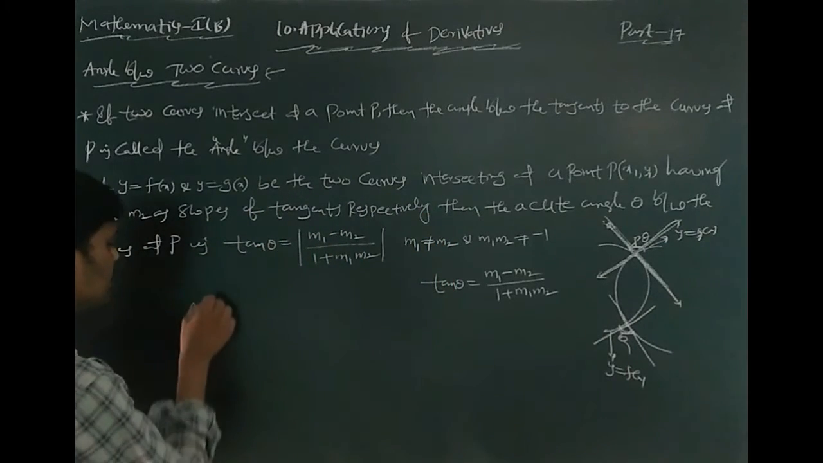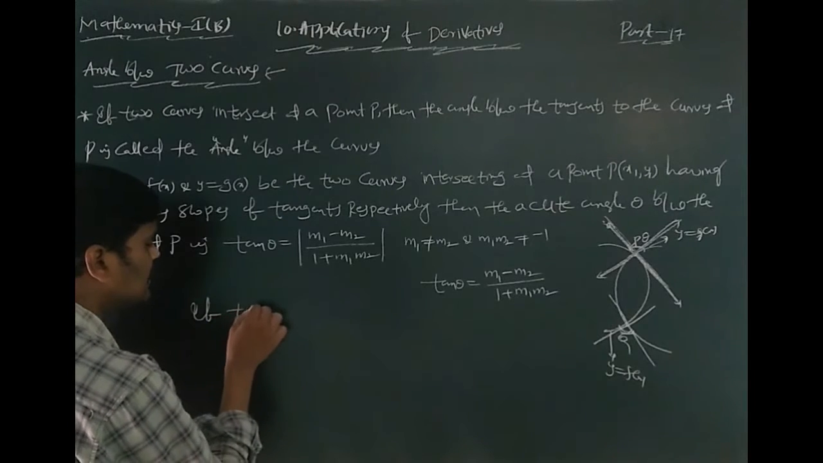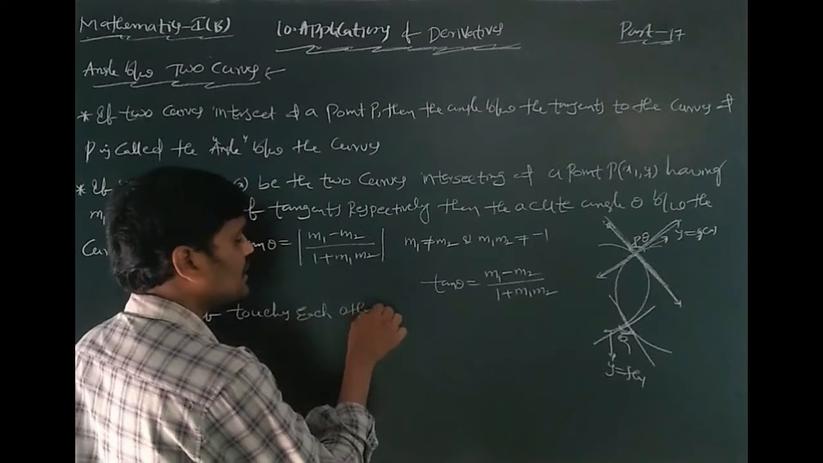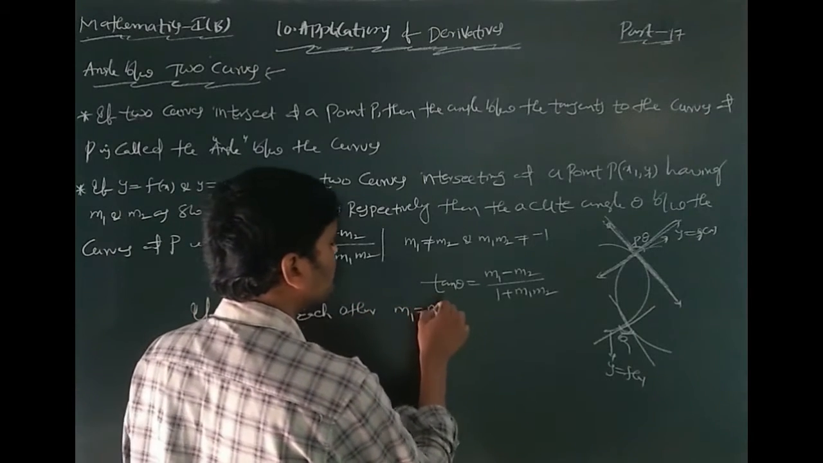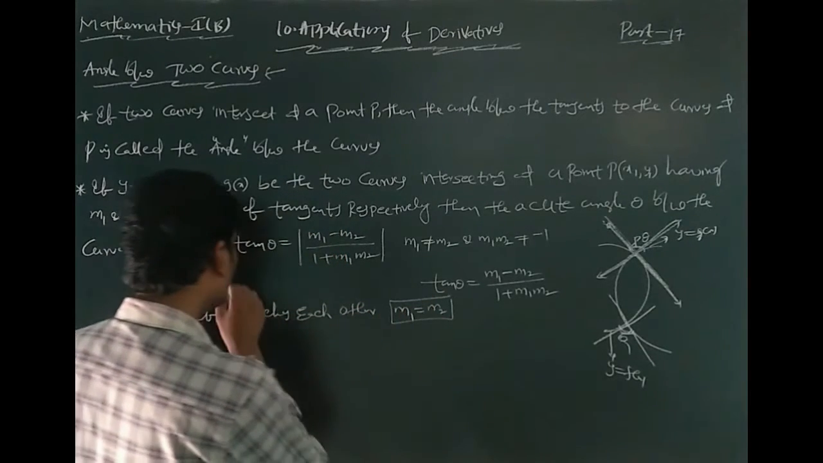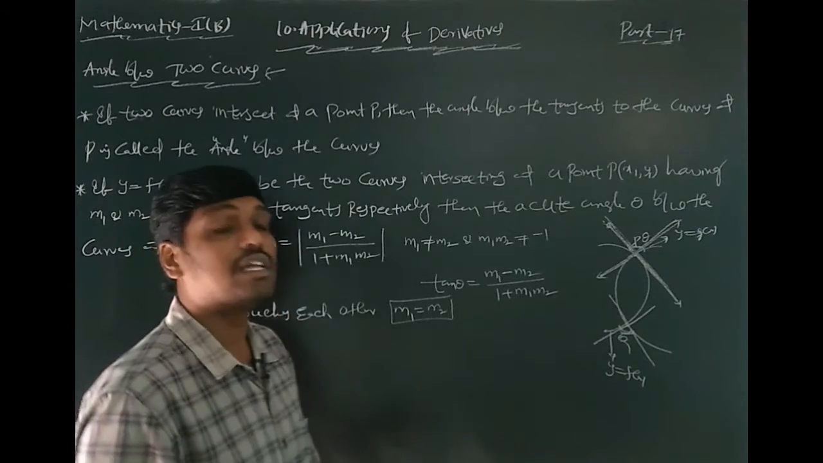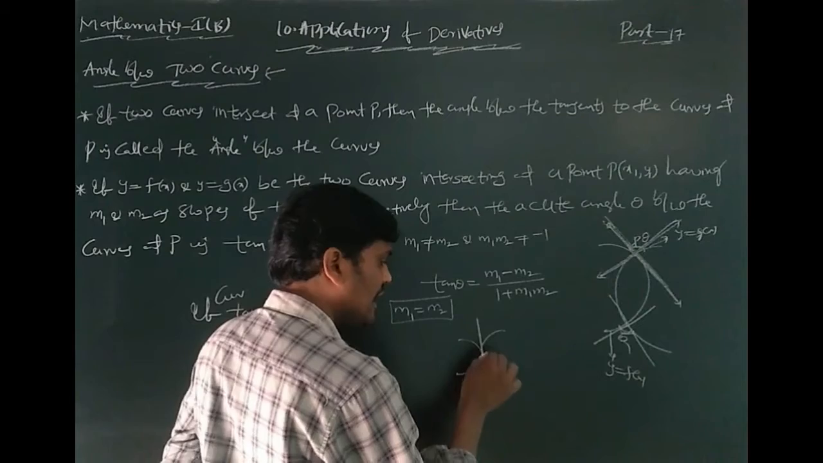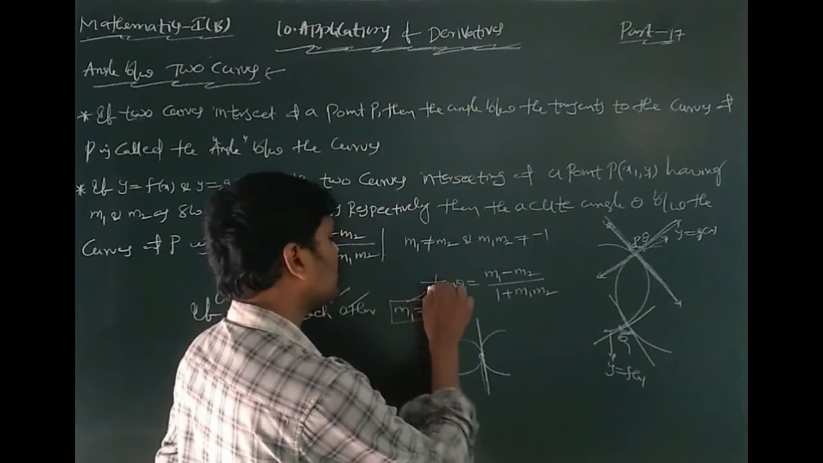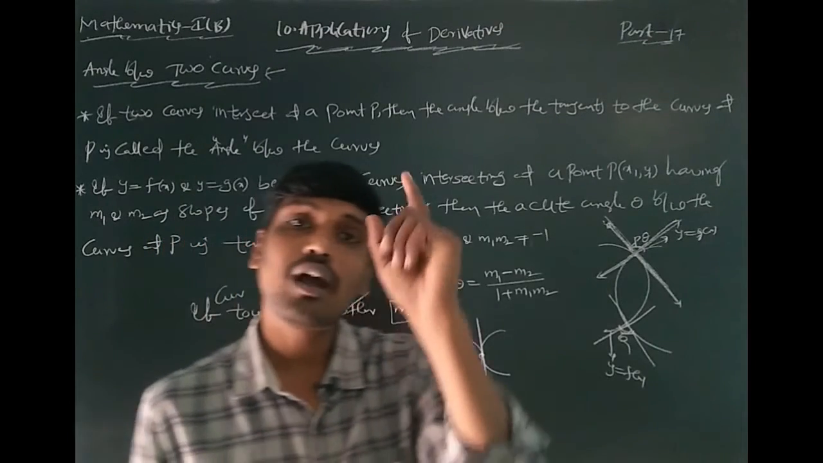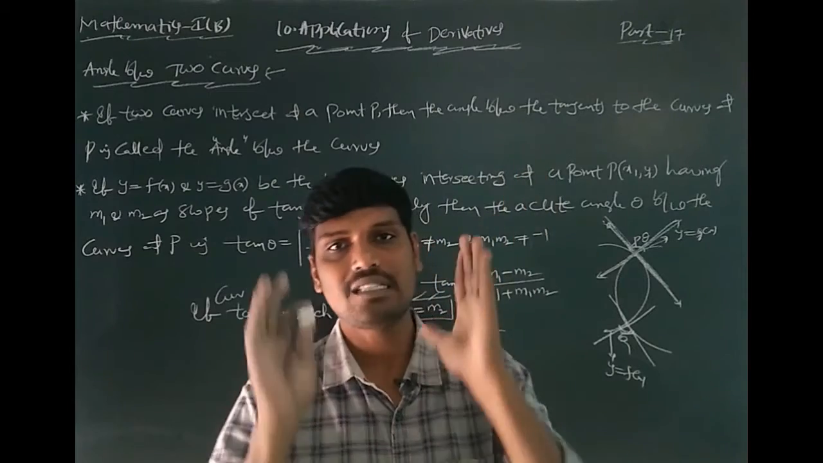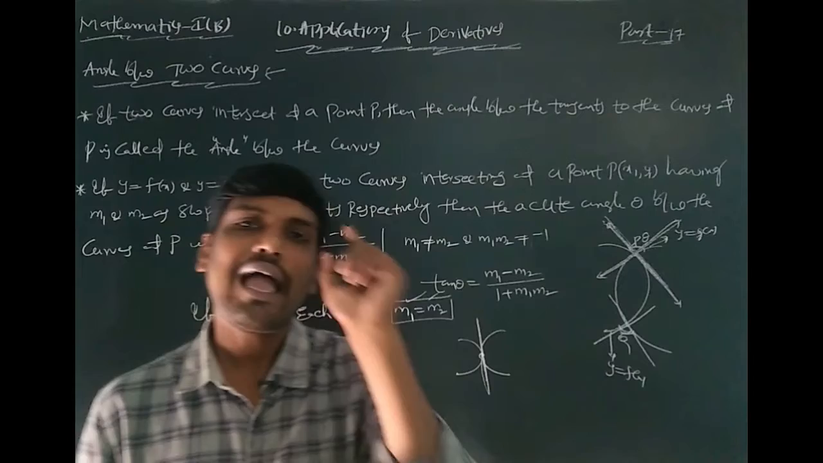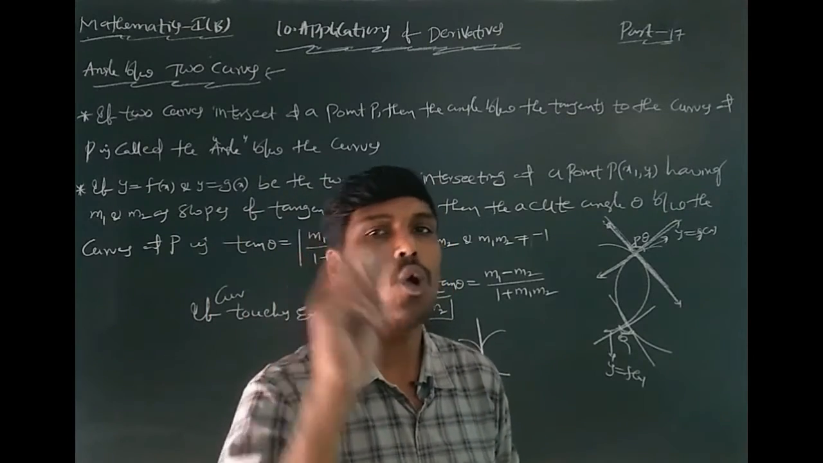If two curves touch each other, then the slopes are equal. Suppose both curves touch each other. In this case, the slopes of the tangents of the two curves are equal. This is a very, very important point. In this case, the angle between the two curves is 0.